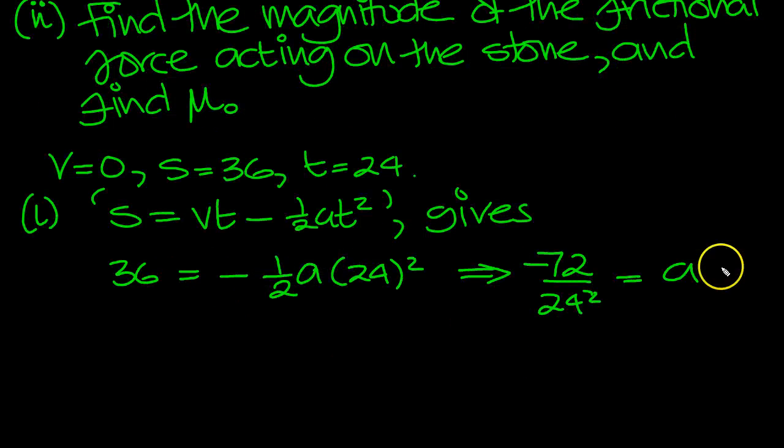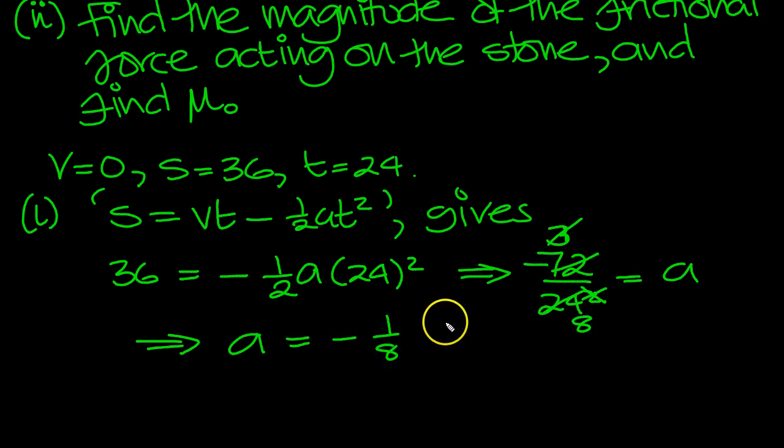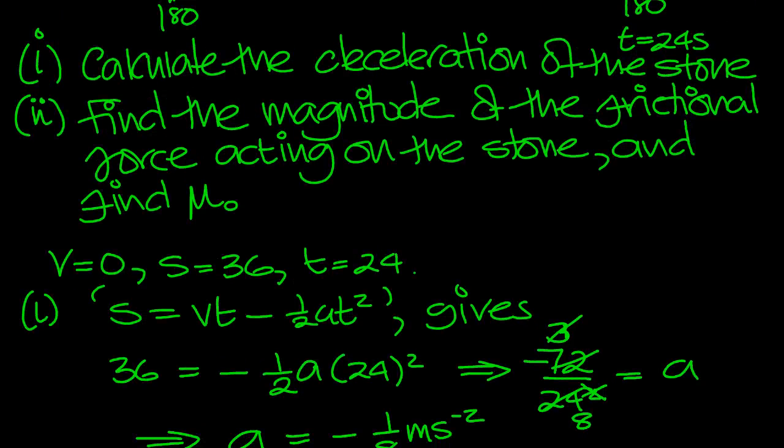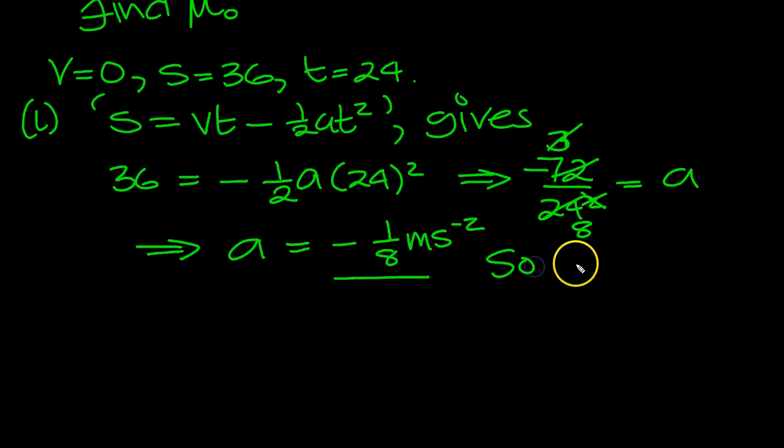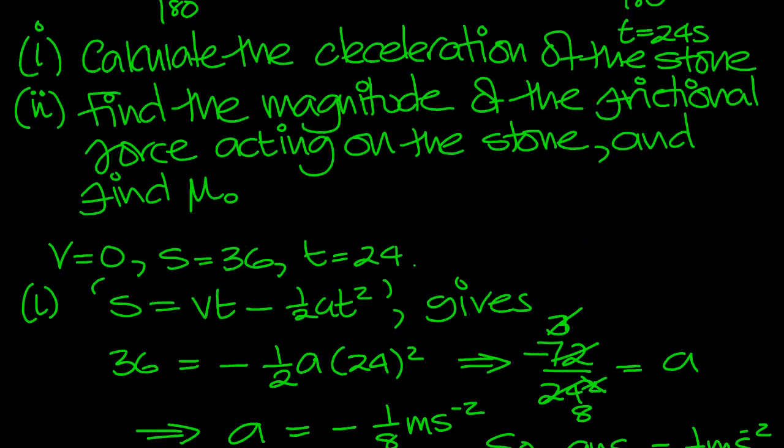24 goes into 72 3 times, doesn't it? So it's just 1 now. 3 times, 3 24s is 72. And 3 over 24, 3 goes into 24 8 times. So that tells us that a is equal to minus 1 over 8 meters per second squared. Tap it in the calculator if you need to. So there's the acceleration, or the deceleration. So the deceleration is equal to 1/8 meters per second squared. Okay, so that's the deceleration.